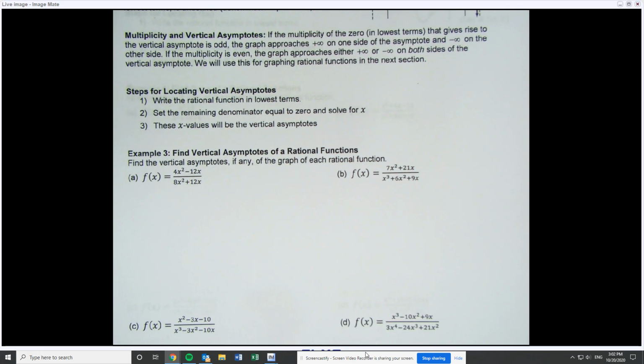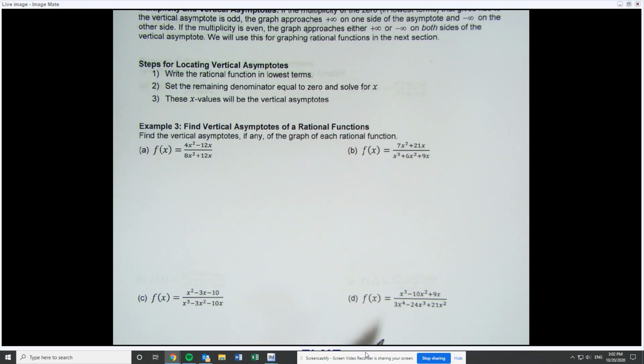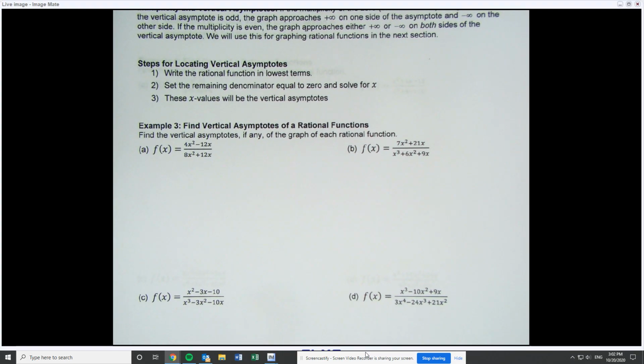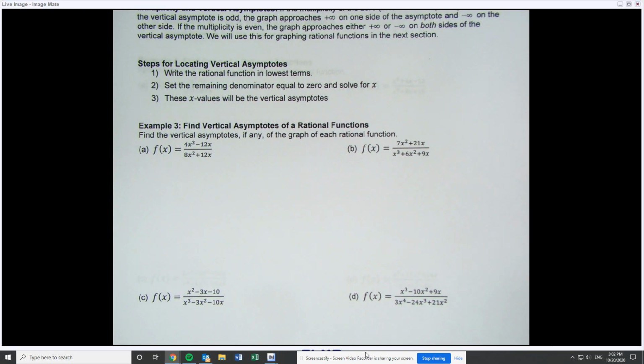Now, when it comes to locating vertical asymptotes, we've actually done all of the work that is needed to do this. First up, write it in lowest terms. Once you write it in lowest terms, you're going to set the remaining denominator equal to 0 and solve for x. Those will be your vertical asymptotes. Well, we've already done that by listing out our domain. So let's take a look and see what we can find.